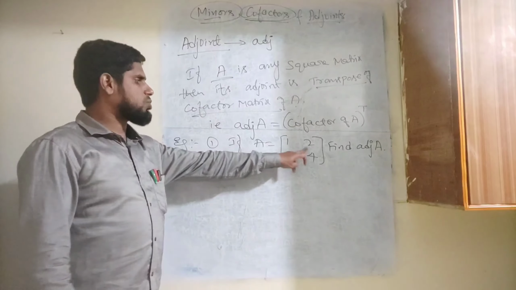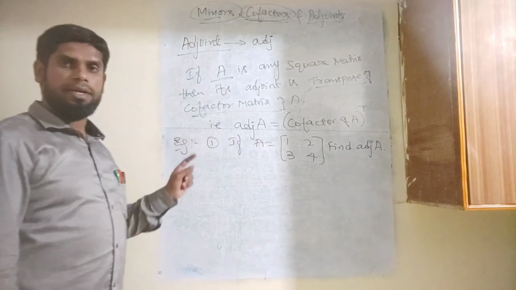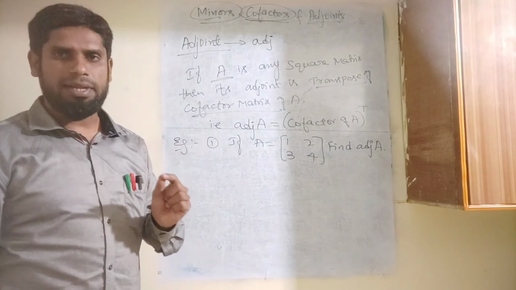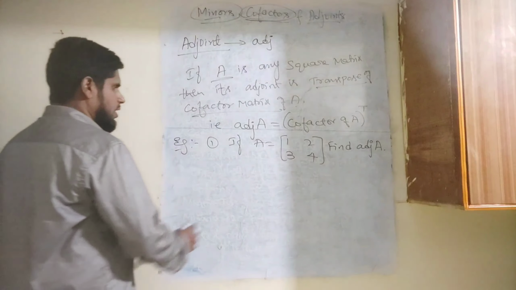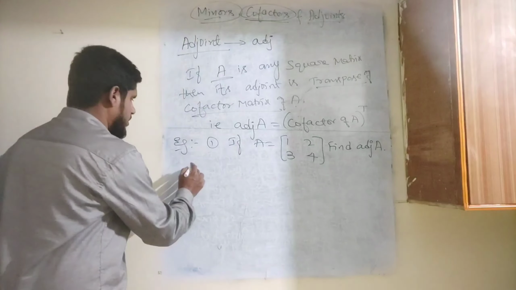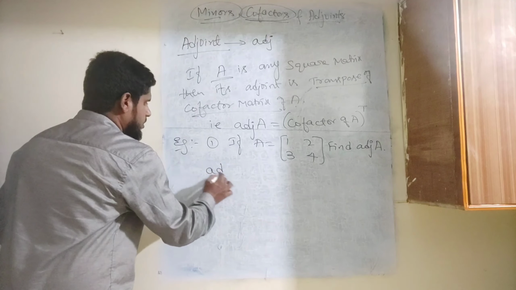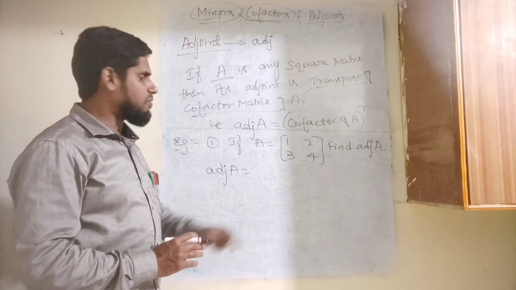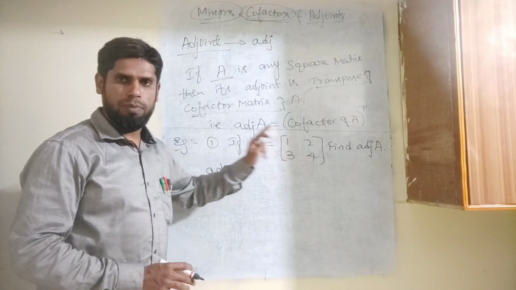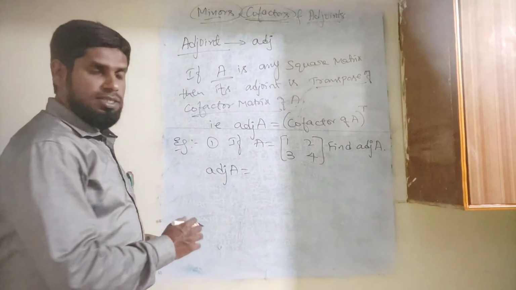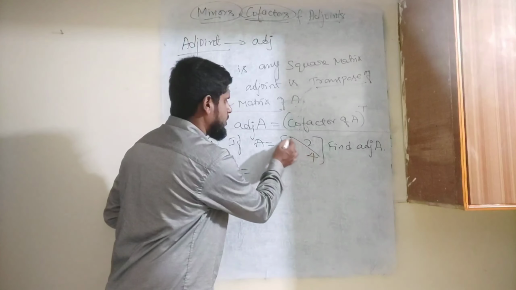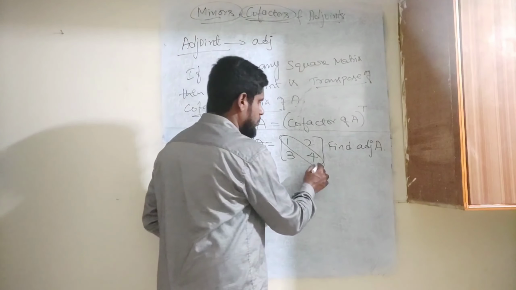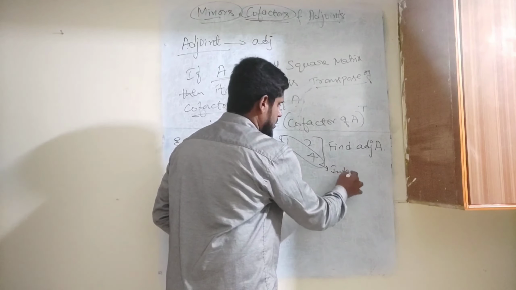Students, this is a 2 cross 2 matrix. To find the adjoint of a 2 cross 2 matrix, we have a very short method, a very easy method. For that, I will directly take the adjoint matrix, because as I said, we have a shortcut for this 2 cross 2 matrix. The shortcut is we should interchange the principal diagonal elements. What we should do? We should interchange this.